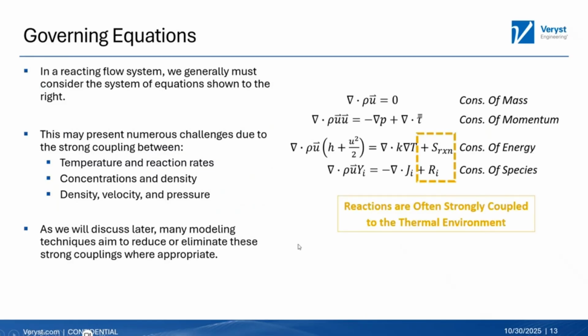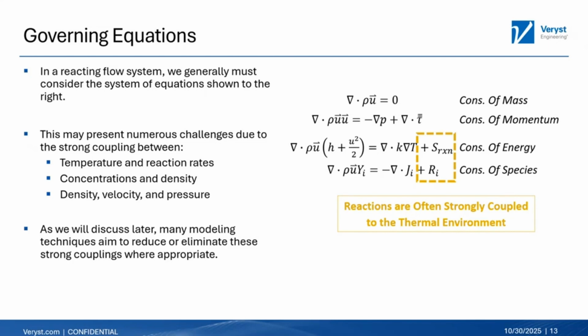Now, in a reacting flow system, we generally must consider the system of equations that we show to the right. What we will be solving is the conservation of mass and momentum, along with the conservation of energy and the conservation of species. What we observe in this system of equations is that they typically present various numerical challenges due to the very strong coupling between, for instance, the temperature and the reaction rates, the concentrations and the density of the medium, and the density, velocity, and pressure of the flow system.